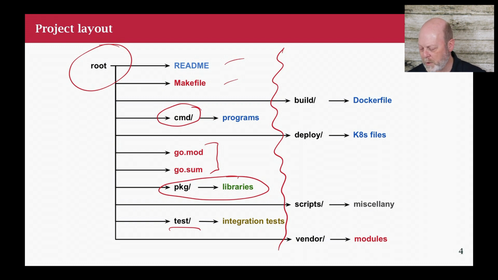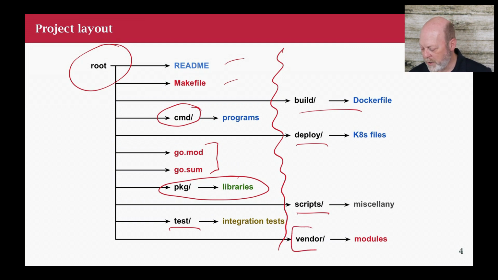Now, on the right-hand side are things you may need depending on what kinds of things you're building, right? And I typically use short names. So build for the place to put Docker files. Deploy for the place to put Kubernetes files like deployment.yaml, right? I may have a script subdirectory if I need a place to put other scripts that are part of the build process or part of testing or something, right?